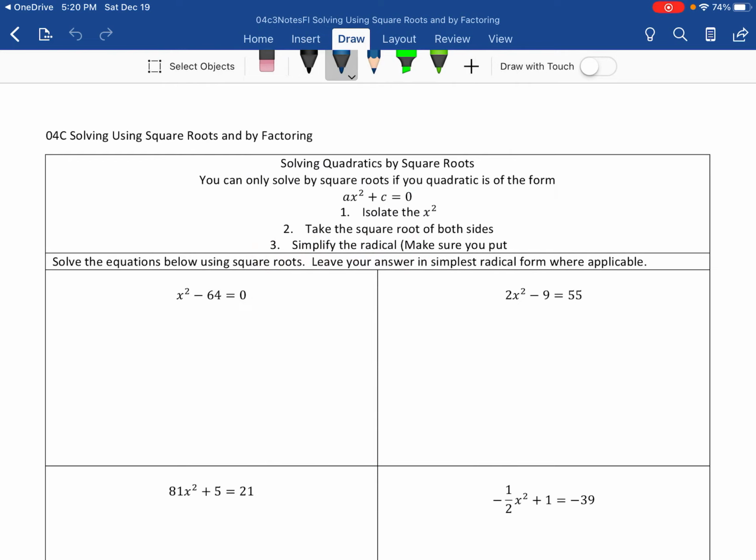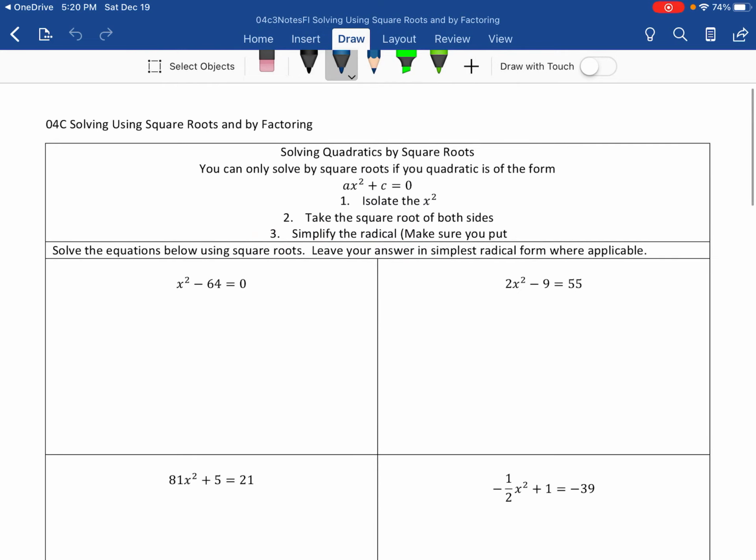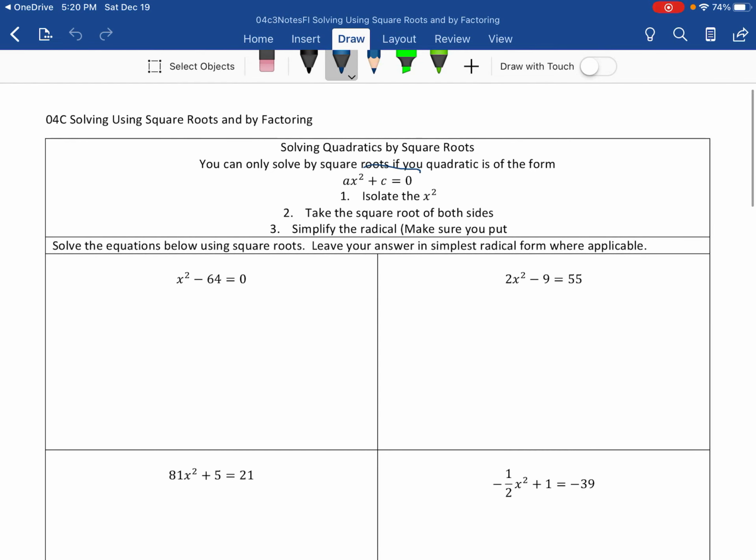So when you're solving a quadratic, it's not all that complicated. In one case, it can actually be pretty easy to solve. When you have no b term, when you just have ax squared plus c, the best way to do this is using square roots. Just take the square root of both sides, simplify the radical, and make sure you put plus and minus on the outside.